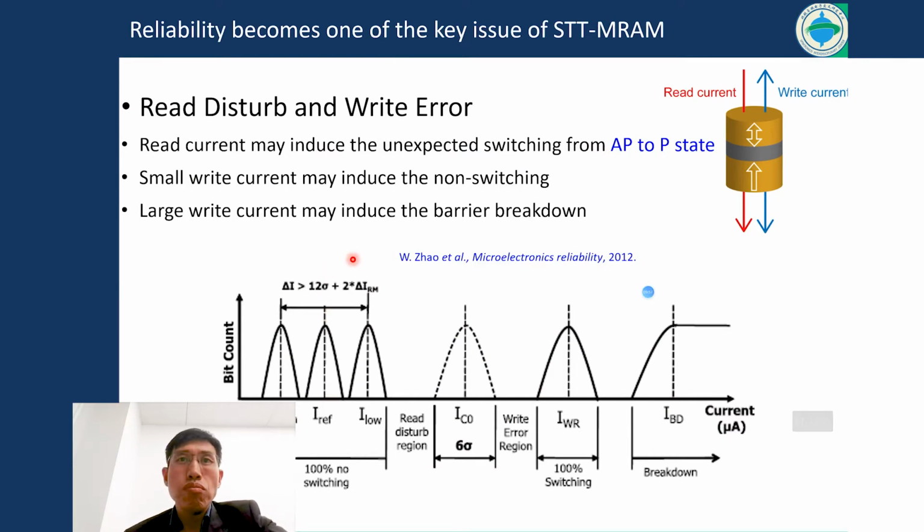What's the limitation? One of the reasons is we use the same path to read its state and to write its state. In this case, we face a number of challenges, because when we want to write it correctly, the voltage should be high. In this case, this current will be approaching the breakdown current. IBD is the breakdown current.